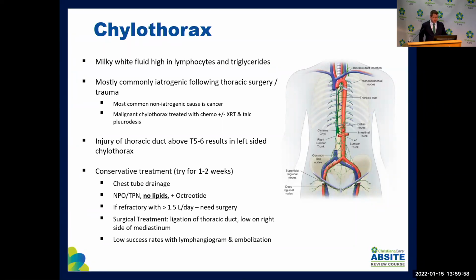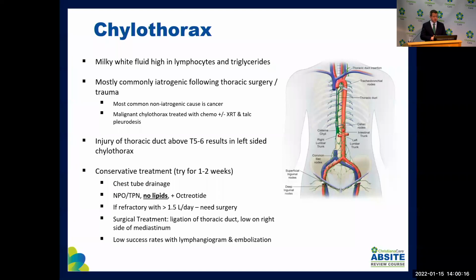Conservative treatment first, right? Try some diet modifications, NPO, TPN, no lipids, plus or minus octreotide as well, and try to decrease that triglyceride output. Chest tube drainage if it's in the chest, obviously. Surgical treatment if it's refractory to that, so you want to ligate that thoracic duct.